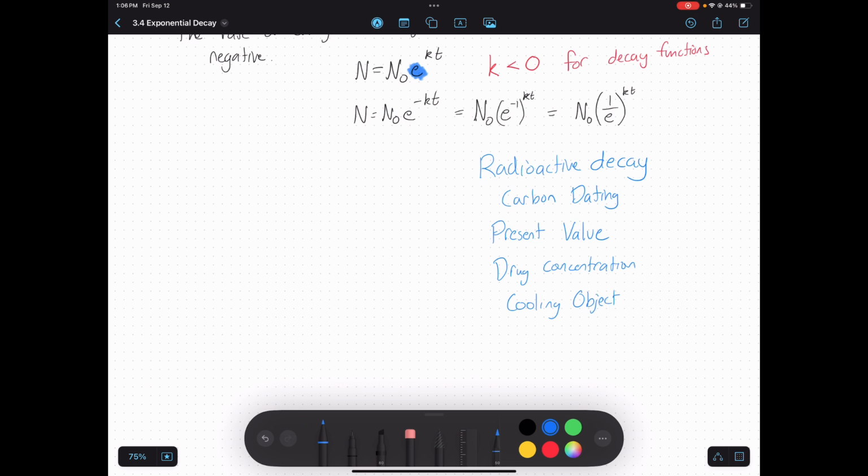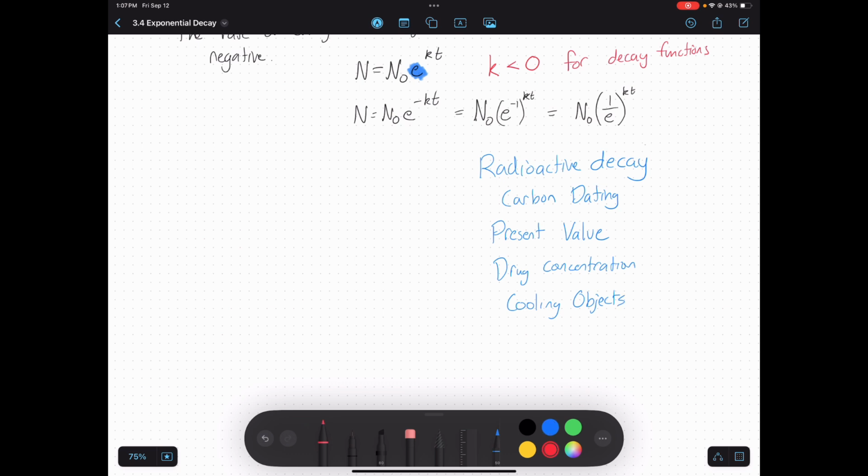Why can we model all of these with exponential models? And the reason why is, if you think about radioactive decay or cooling objects, the hotter an object is, the faster it'll cool down. But then as it gets cooler and cooler and cooler, the rate at which it cools down slows down. And so we still see that proportionality between the rate of change and how large the amount is.